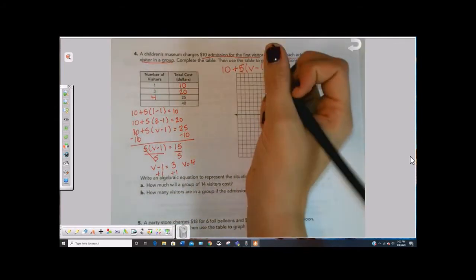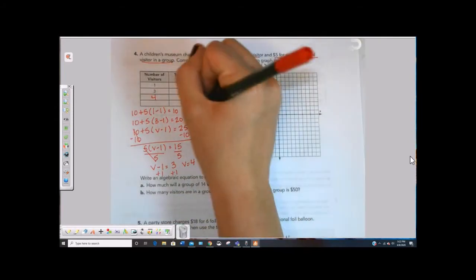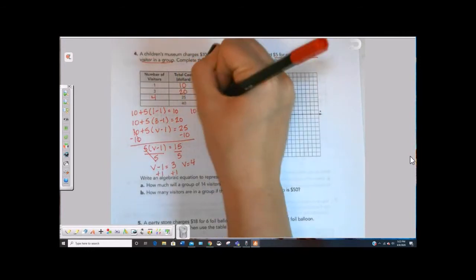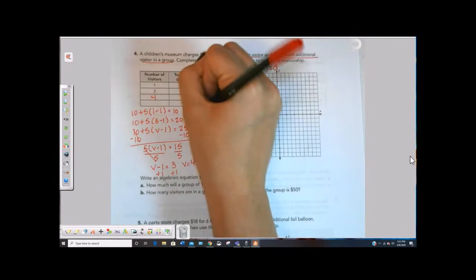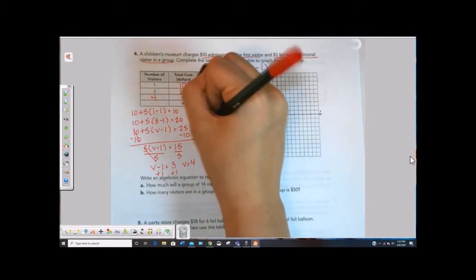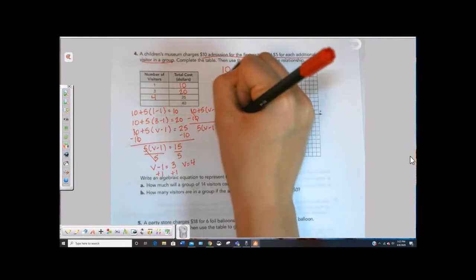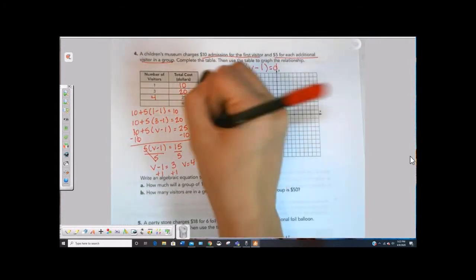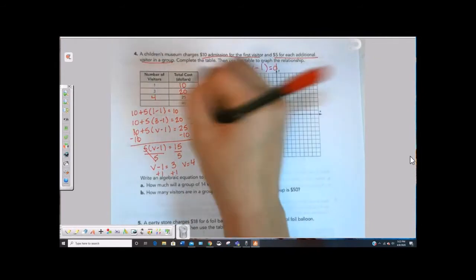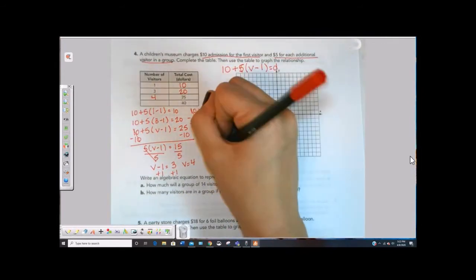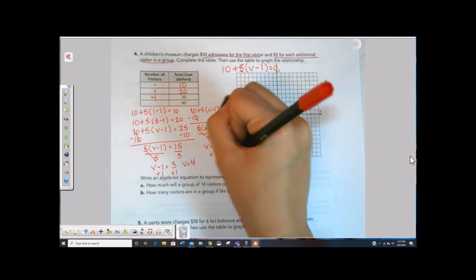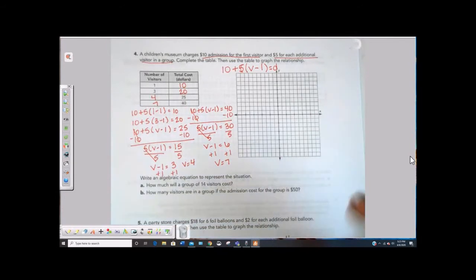And now, how much is $40? So I'm going to have 10 plus 5 times B minus 1 equals 40. So I'm going to subtract 10. You're left with 5 times B minus 1 equals 30. Divide by 5. B minus 1 equals 6. Plus 1. You find out your visitors is 7. So it's 7. For 7 visitors, it's $40.